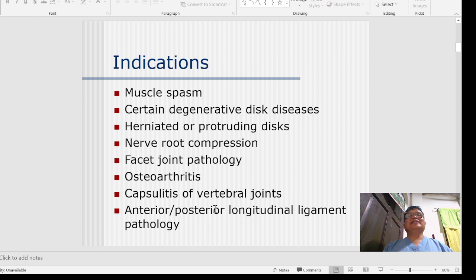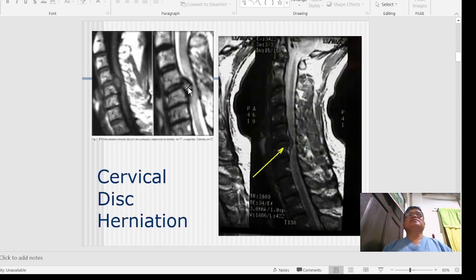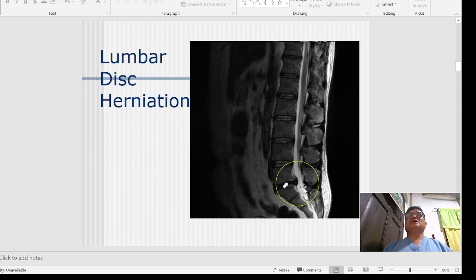Then you have anterior and posterior longitudinal ligament pathology. These are examples of disc herniation of the cervical area where the patients can benefit very much if we apply cervical traction. And here we have lumbar disc herniation. Of course, this disc irritates your cauda equina.